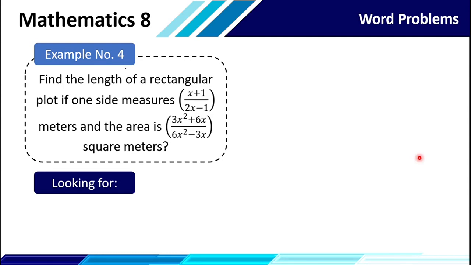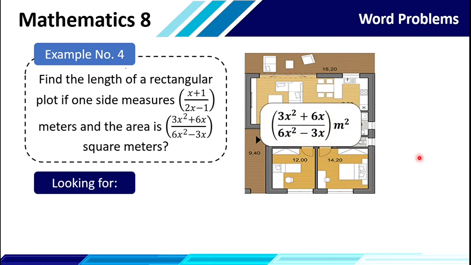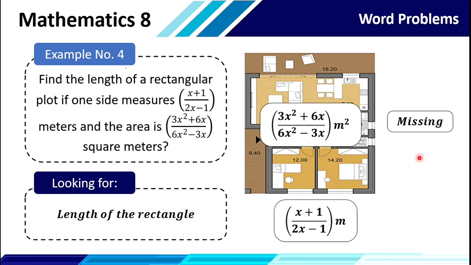Let's have our last example. Find the length of a rectangular plot if one side measures (x + 1)/(2x − 1) meters and the area is (3x² + 6x)/(6x² − 3x) square meters. Let's visualize this given problem. For example, we have a rectangular plot with the area of (3x² + 6x)/(6x² − 3x) and with a width of (x + 1)/(2x − 1) meters. We are looking for the length of this rectangular plot.